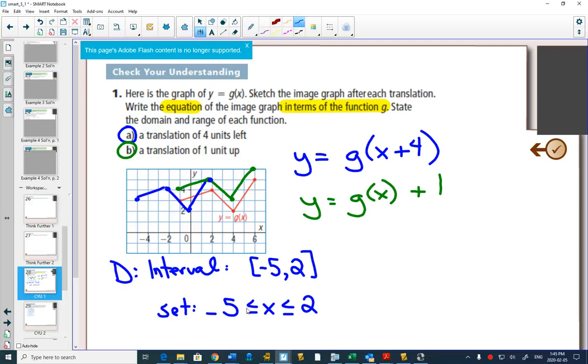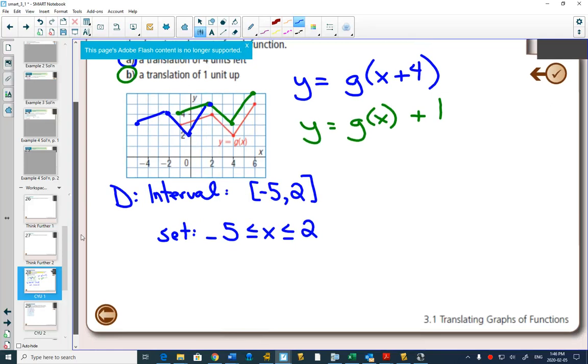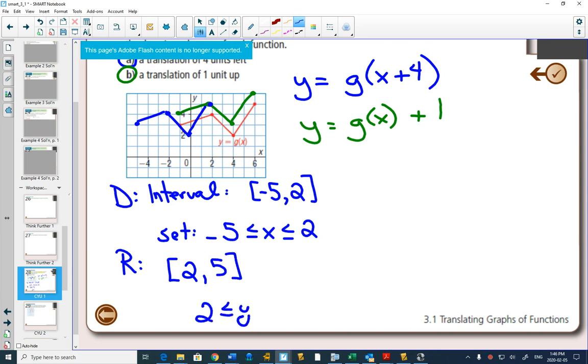Okay. And then the range of our blue one, in interval notation, what's the smallest value? Coming from the bottom up, the smallest y value for blue is 2. And then how high does it go? It goes up to here, which is at 5. So again, you could write this in set notation as well.